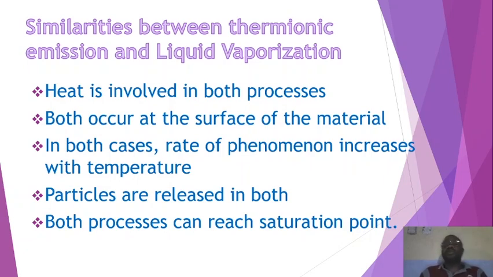You remember I told you earlier that the rate at which electrons are released in thermionic emission increases with increase in temperature. Likewise in liquid vaporization. So the higher the temperature, the higher the rate of vaporization. Okay, number 4, particles are released in both cases. We know an electron is a particle, and water vapor is a particle. So both of them are particles and they are both released from the surface.